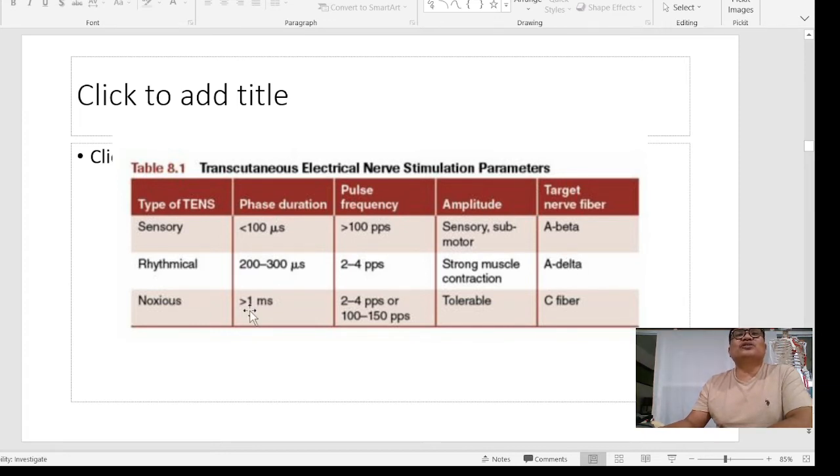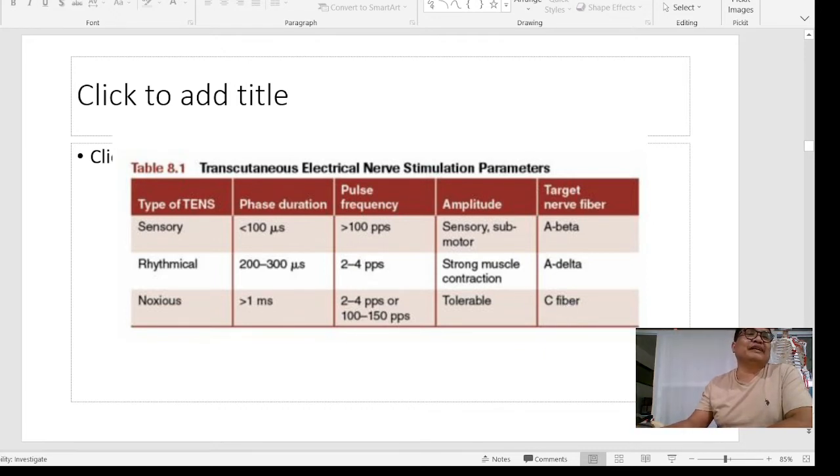Ang noxious, ang phase duration tanawa, greater than 1 millisecond. So, medyo dako-dako siya, no? So, ang ihapon nga pulse per second is 2 to 4 up to 100 to 150. So, ang iyang amplitude is very tolerable pero C fiber. So, mo to siya nga ingon kong gaina, we can only stimulate the C fiber if we are going to increase the current density in the probe. So, how do we increase? By reducing the size of the electrode.